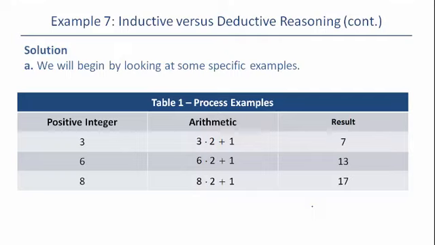Just start with some numbers. Take 3 and do the process. Multiply by 2, add 1. You get 6 plus 1 is 7. Take 6, multiply it by 2, right? Add 1, 13. Take 8, multiply it by 2, add 1. And you can see that all of those come out to be odd.